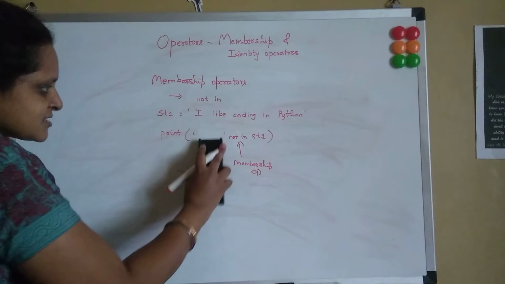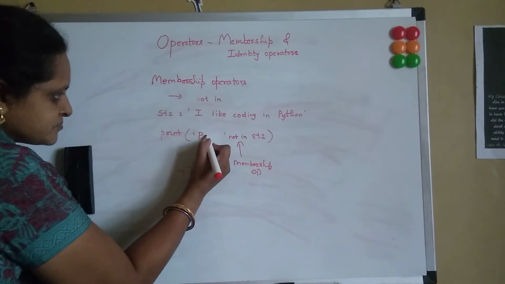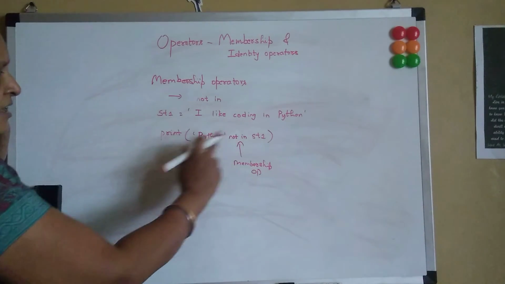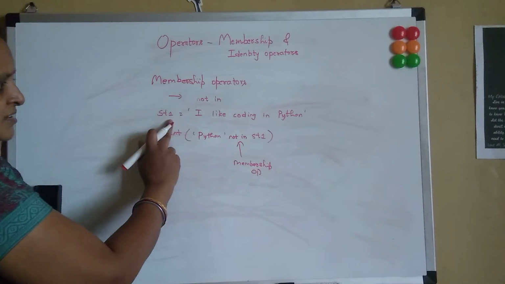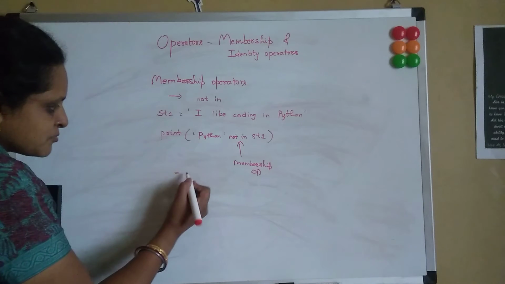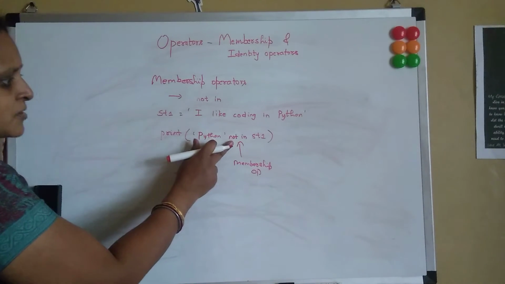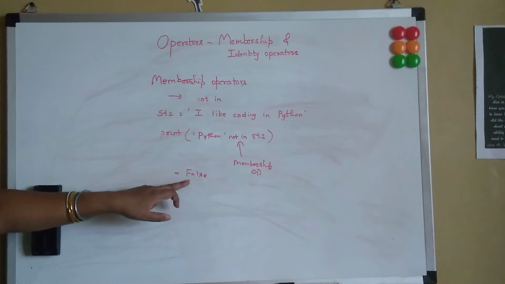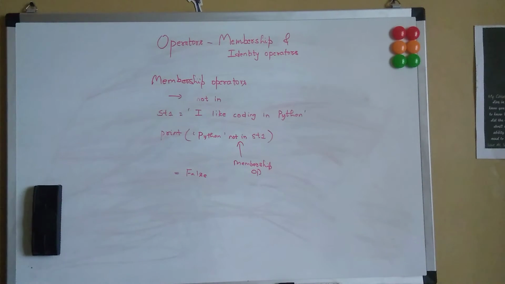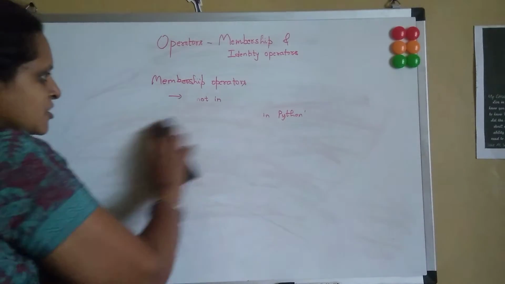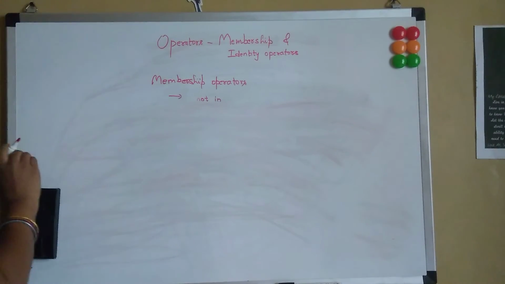If it is present, suppose I say "Python" not in st1. Python is present in st1, so the print statement returns a Boolean value equal to false, since we are checking if it is not in st1. So this is how the in operator and not in operator work in Python. The sequence can be a string, or it can be a list, tuple or anything.